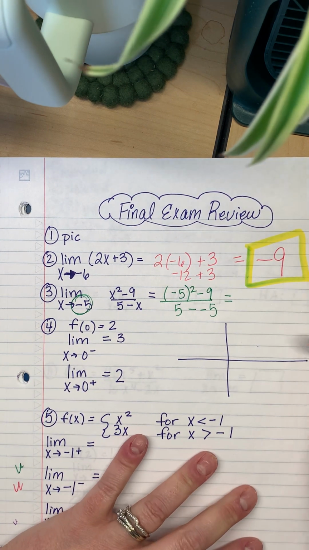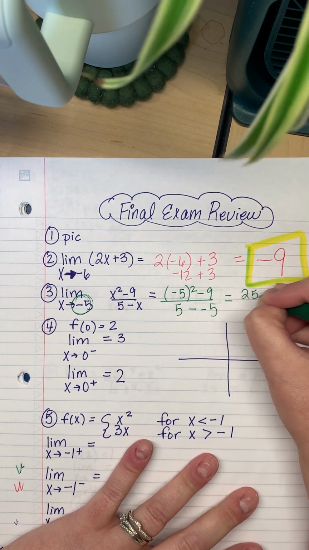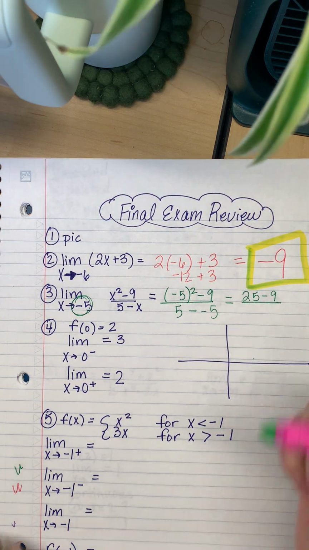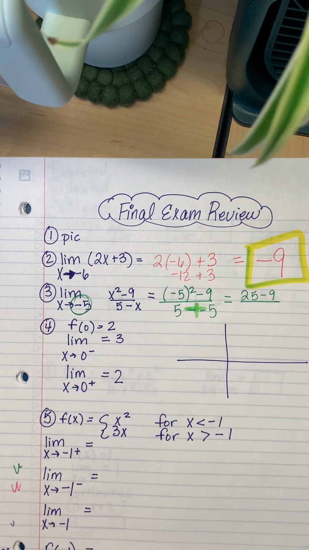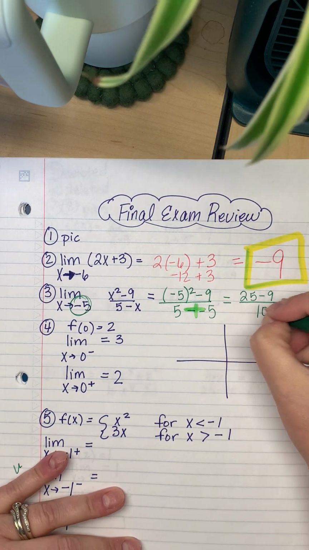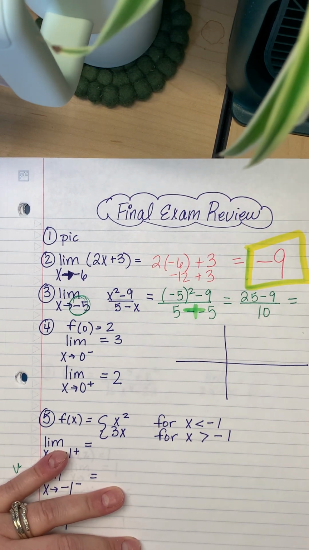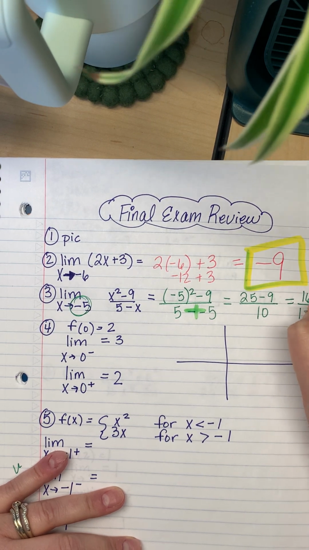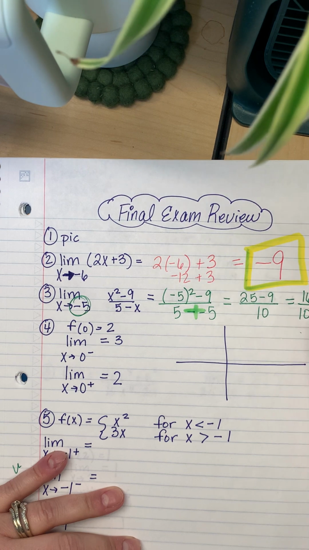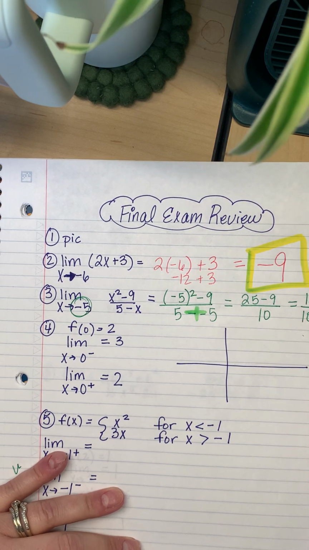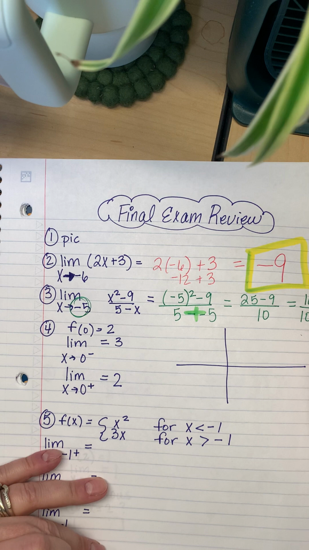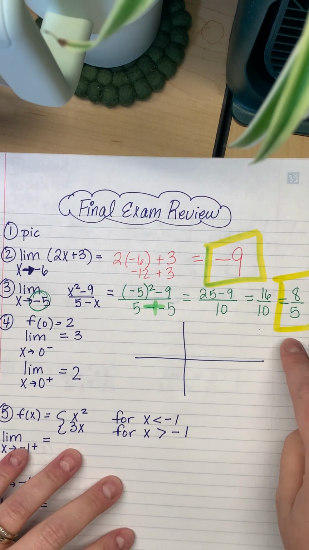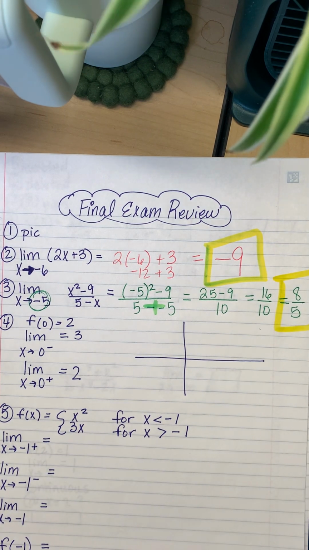Okay, so let's see what we get. On the top, I think you get 25 minus 9. On the bottom, this double negative makes a positive, and we get 10. So we get 10, and 25 minus 9 is 16 over 10. And then you can reduce, and you get 8 over 5. Whether you did that in your head or your calculator, just make sure that when you press math, enter in your calculator, you get 8 over 5.